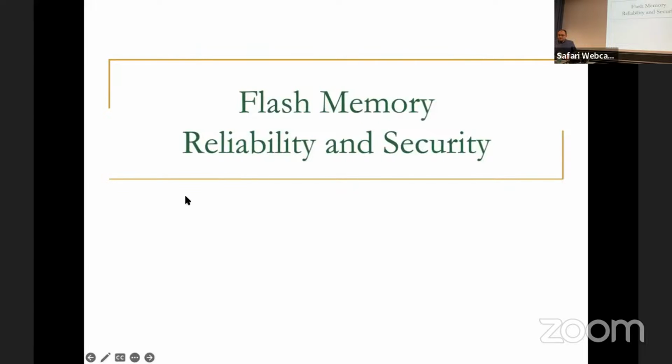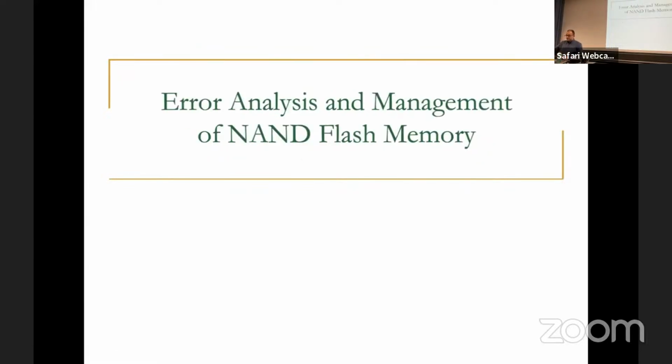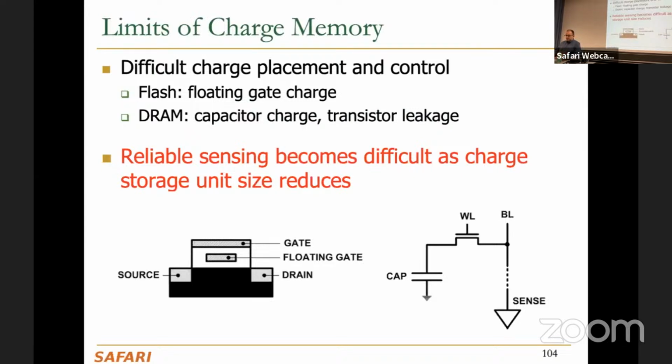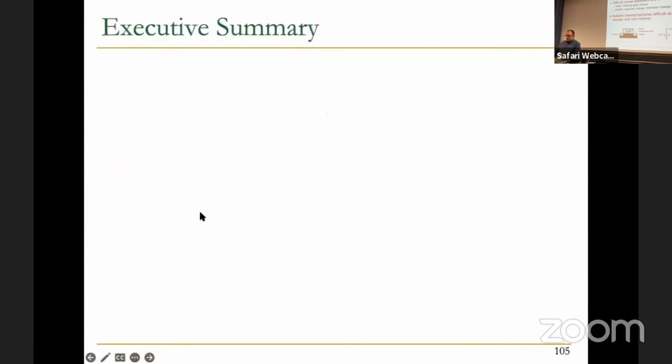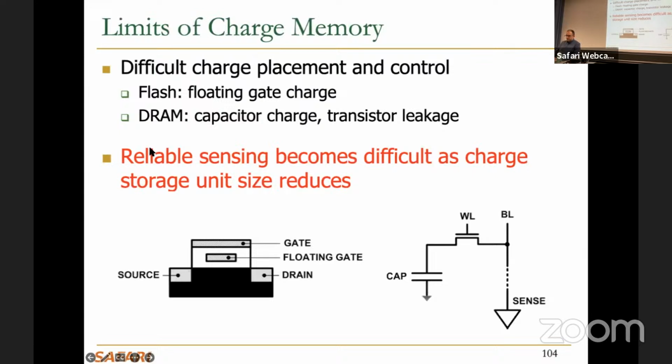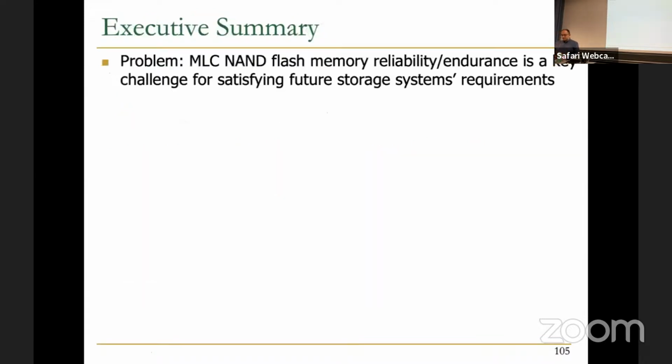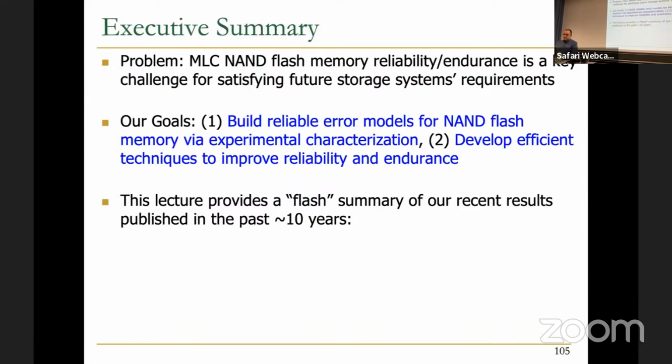Okay, so now let's look into some flash memory reliability and security analysis that we have done. This is a slide that you know a lot about: these two memories, DRAM and flash, both of them have issues. Reliable sensing becomes difficult as charge storage unit size reduces. The problem that we focus on in the whole study that I'm going to discuss now is that MLC NAND flash memory reliability and endurance is a key challenge for satisfying future storage systems requirements.